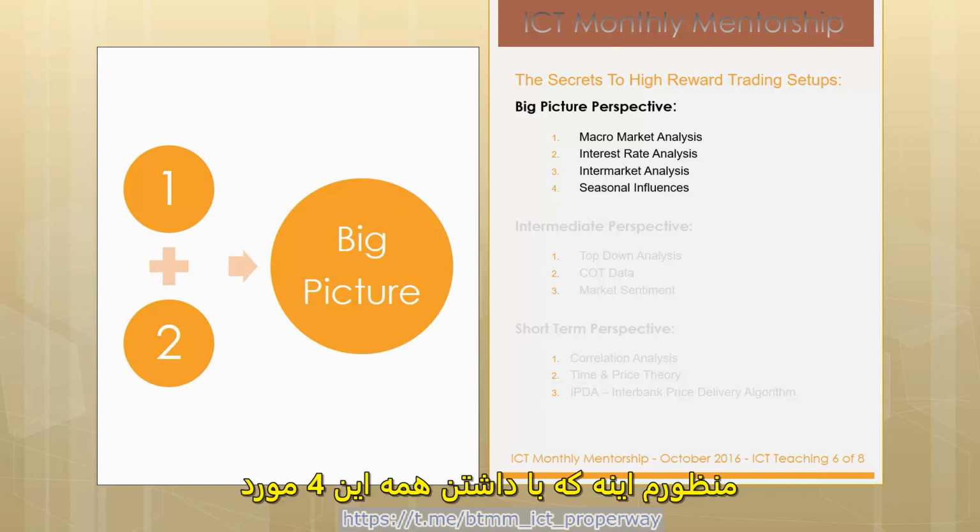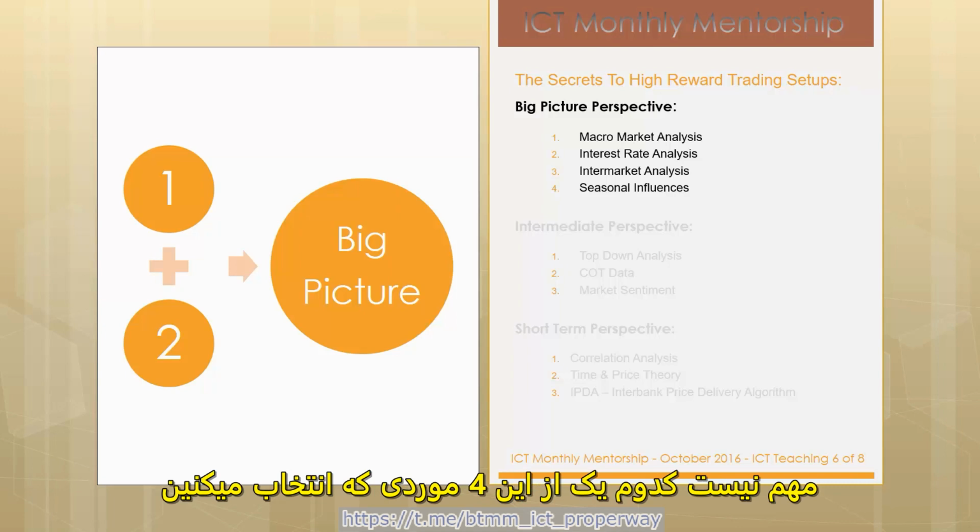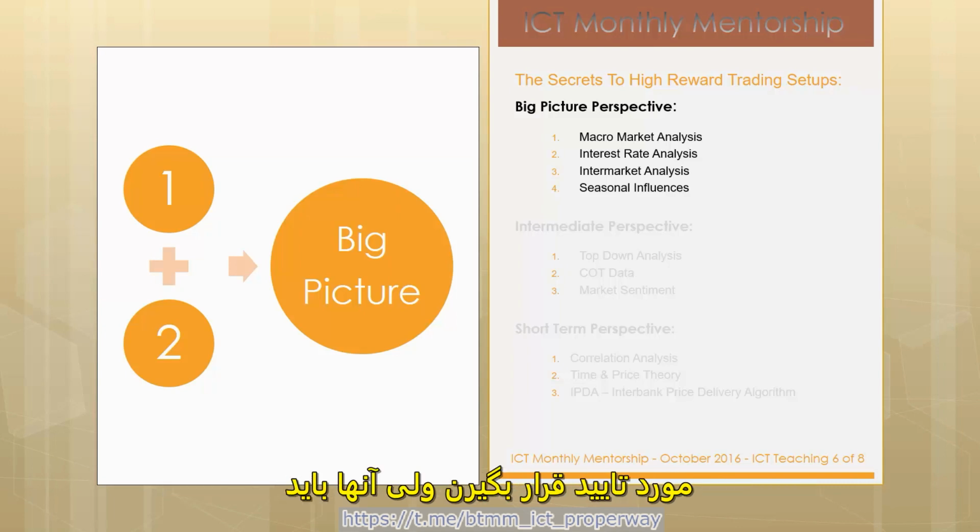Okay, what I mean by that is our macro analysis, our interest rate analysis, our intermarket analysis, and seasonal influences. All 4 of these do not have to agree, okay? But you do need to have 2 of these components to arrive at your big picture perspective, okay? In other words, our grand scheme of things, our big picture perspective, is going to be defined by at least 2 of these areas of study. They have to come into agreement. It doesn't matter which of these 4 that you elect to subscribe to, but they have to come in agreement.